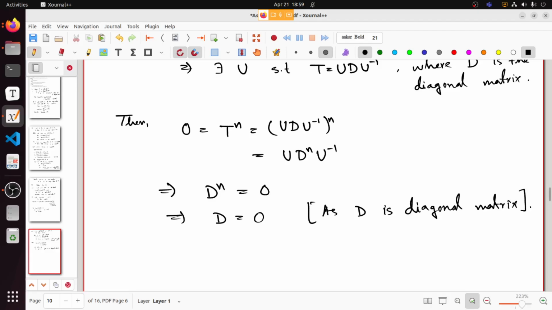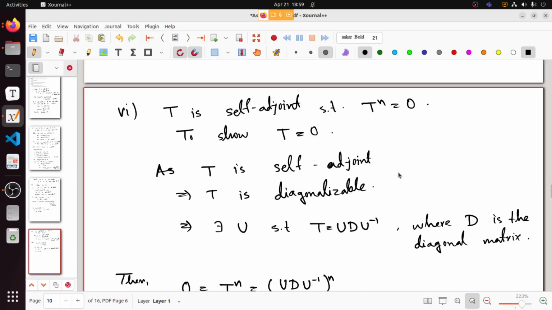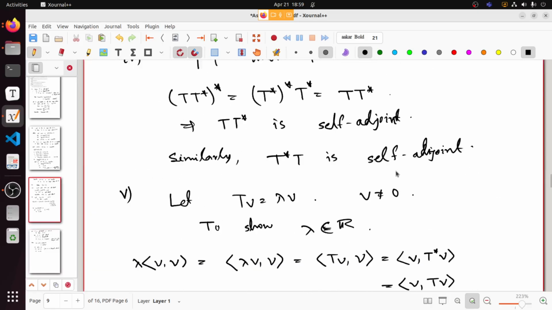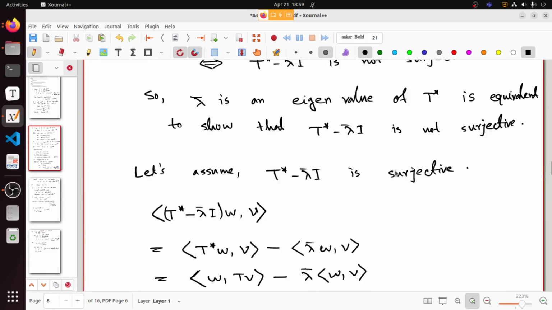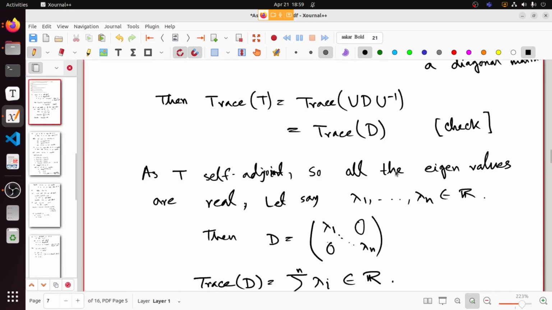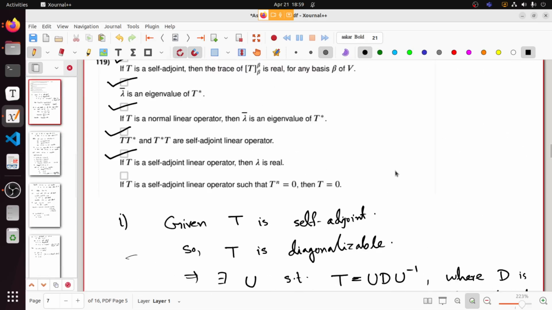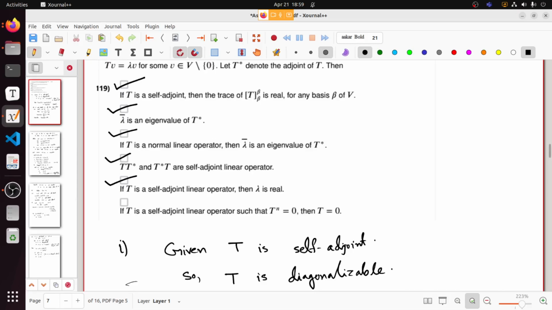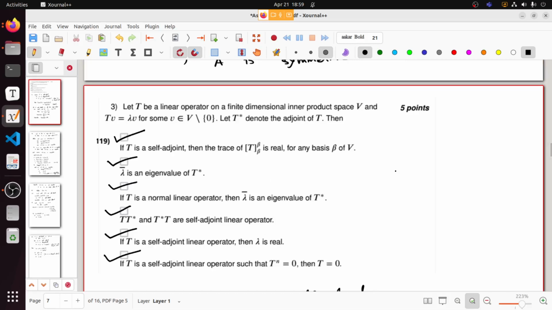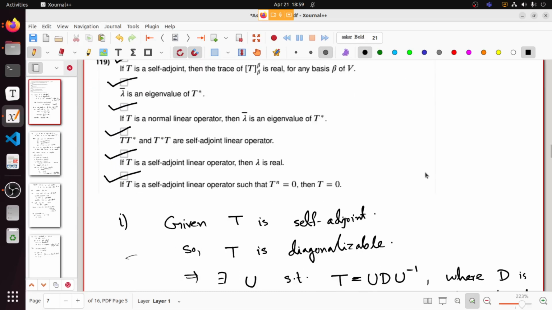Right. So D is 0 means T is 0, because T is U D U inverse. So we get, if T to the power n is 0, then T should be the 0 linear operator, the 0 operator. So therefore option number 6 is again correct. So here all the options are correct for question number 3. Okay, question number 3 is done. Let's move to question number 4.